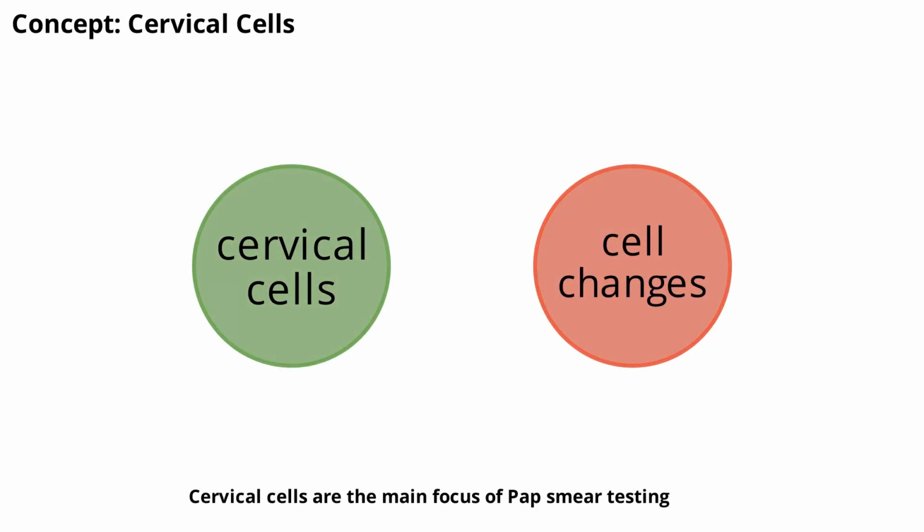Cervical cells are the main focus of pap smear testing. These cells line the cervix and can show changes due to infection, inflammation, or precancerous conditions. Monitoring these cells helps detect problems early, often before symptoms appear.